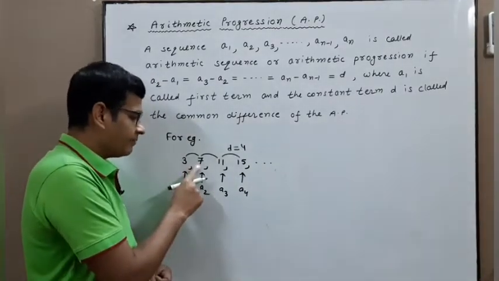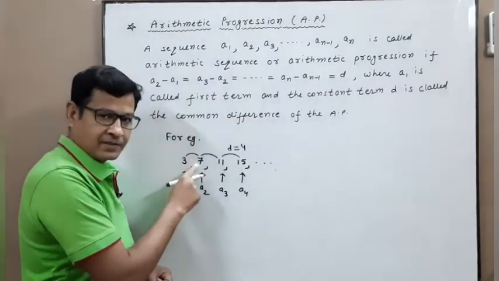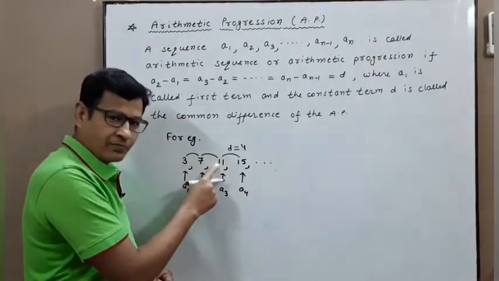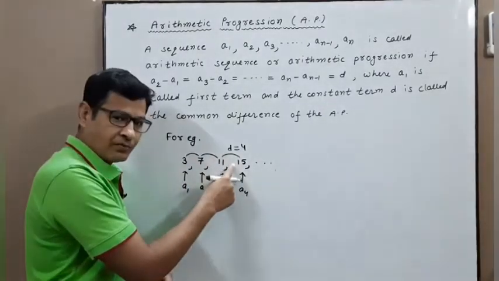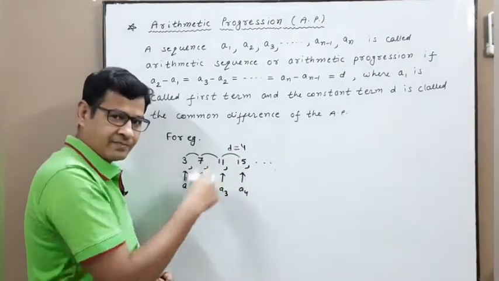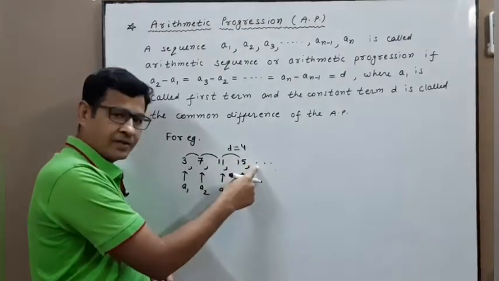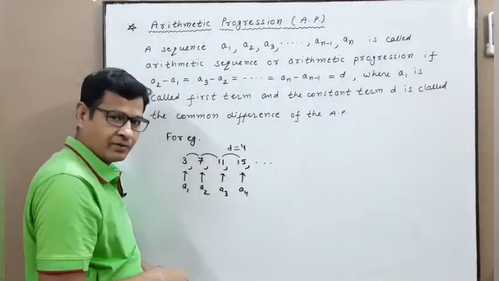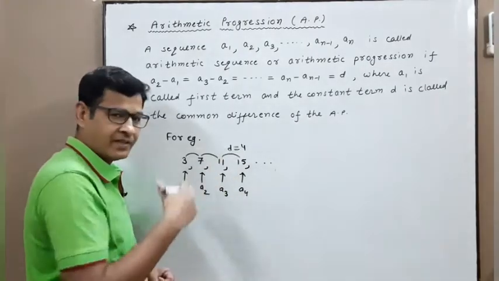To get the next term, add the common difference. So 3 plus 4 is 7, 7 plus 4 is 11, 11 plus 4 is 15. Tell me next term: 15 plus 4 is 19, 19 plus 4 is 23. In this way we can find the remaining terms.